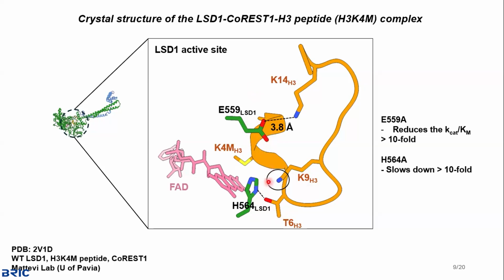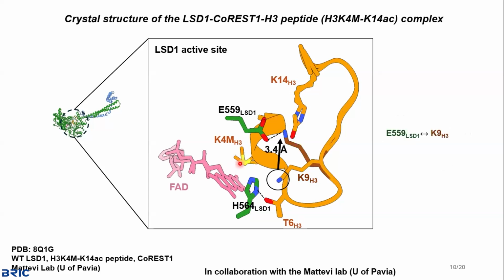So at this point, we reached out to Andrea Mattevi in Italy, and we solved the crystal structure first of LSD1 in complex with the histone substrate that is acetylated at lysine 14. And I forgot to say, this lysine 4 was mutated into methionine because methionine can mimic methyl lysine. So we solved the crystal structure of the same system, but bound to the acetylated state of lysine 14. And those two structures are superimposed here.